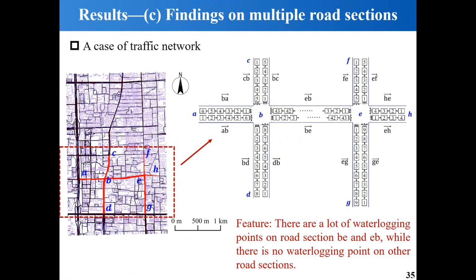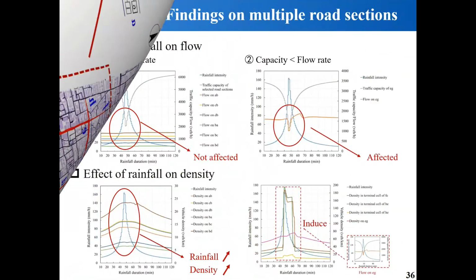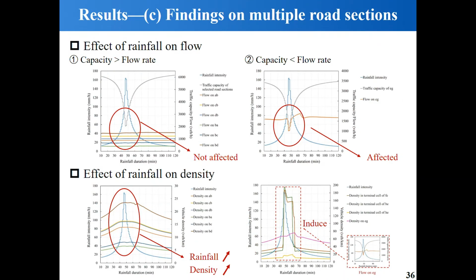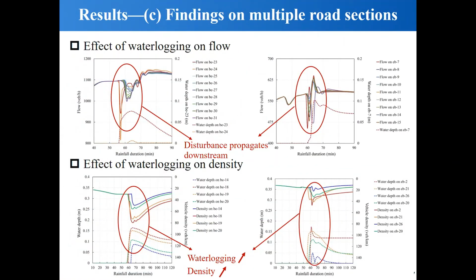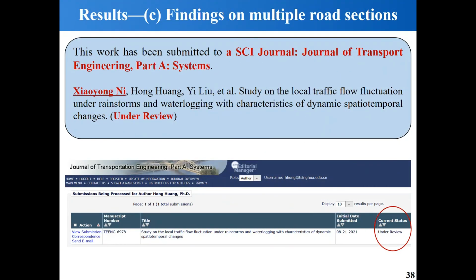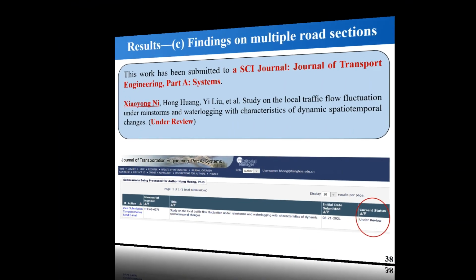Take a local view of the network composed of 7 road sections. It is found that rainfall could have significant influence on flow when the traffic capacity of some road section is insufficient. Moreover, it is found that waterlogging will induce flow fluctuations near the ponding spots. This work has been submitted to a SCI journal, JTEPA, and now is under review.